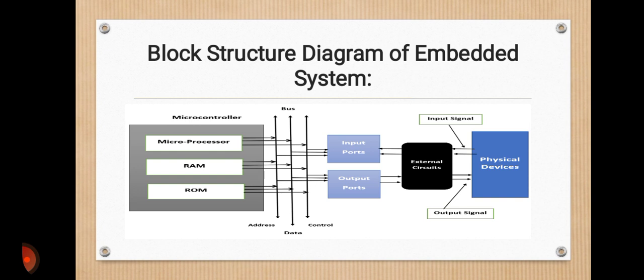As said, an embedded system is nothing but the combination of hardware as well as software. Here the microcontroller, bus, etc. are said to be hardware, and the software is the code we write for the particular hardware. Together these are called an embedded system.